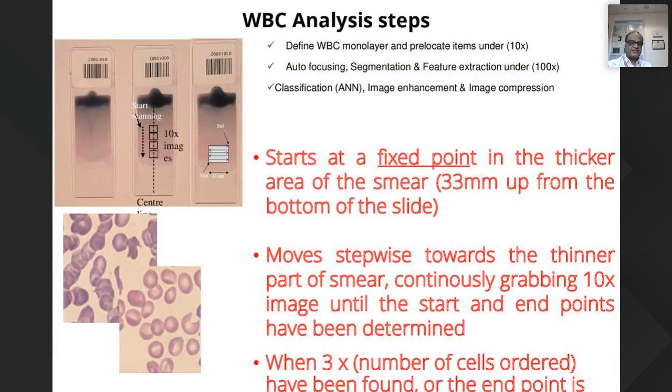Next, how are the WBCs being done? Now for the WBCs, where the monolayer is, you have got WBCs. So if you take these digitally stained slides over here, there is an imaging which goes like this.